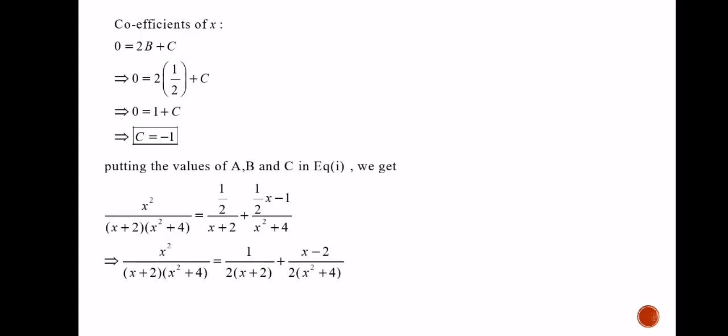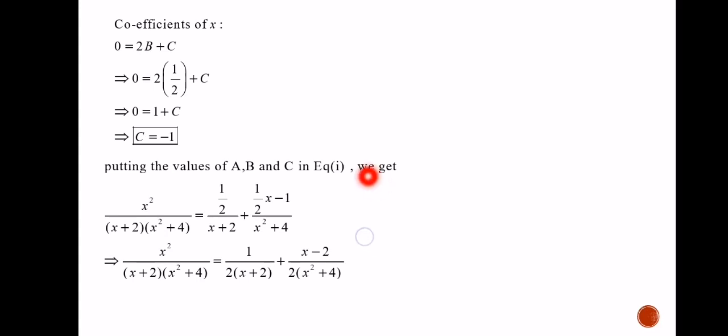Next is the comparison of coefficients of x. After comparing the coefficients of x from equation number 3, we get 0 is equal to 2B plus C. Since the value of B is 1 by 2, we have C equal to minus 1. Last and the very important step is to put the values of A, B and C in equation number 1. After putting the values, we get x square by x plus 2 into x square plus 4 is equal to 1 by 2 divided by x plus 2 plus 1 by 2 x minus 1.